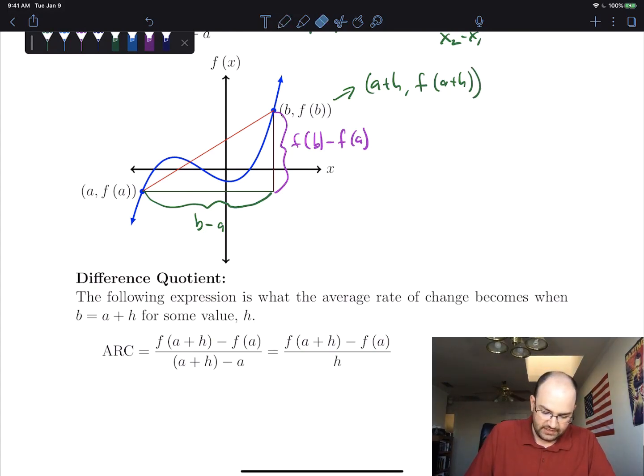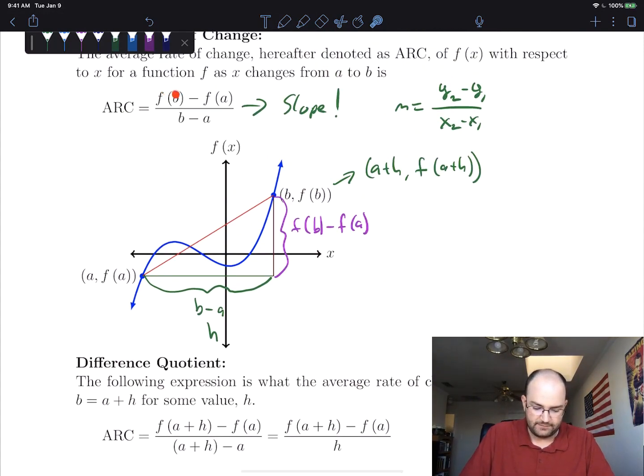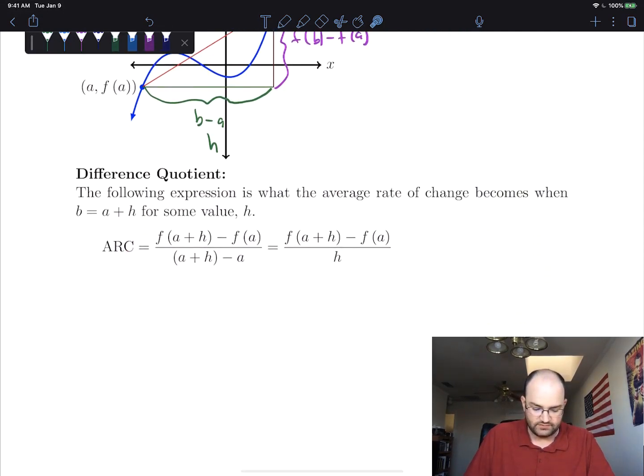In other words, if instead of this being b minus a right here, what if we had that as h? So if that's a and then we add on h to that, that will give you this new coordinate as a plus h. So go up here, replace this with f of a plus h, replace that with a plus h, and that's what you get for the average rate of change. Now this right here will simplify. Notice that a plus h minus a, the two a's cancel each other, and you're just left with h.